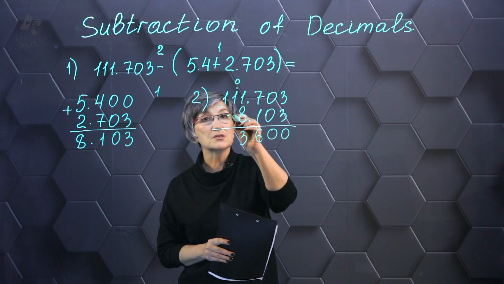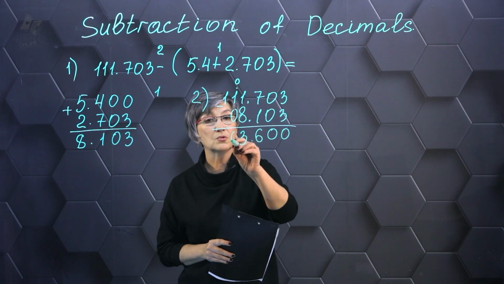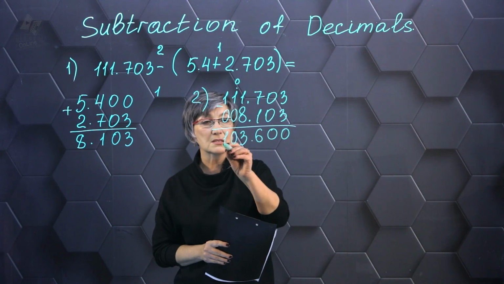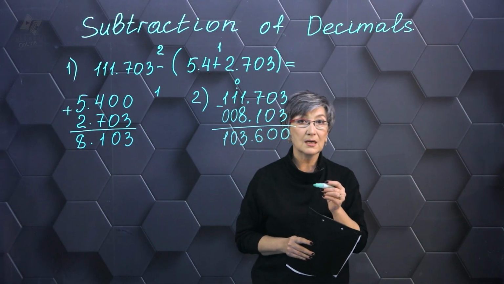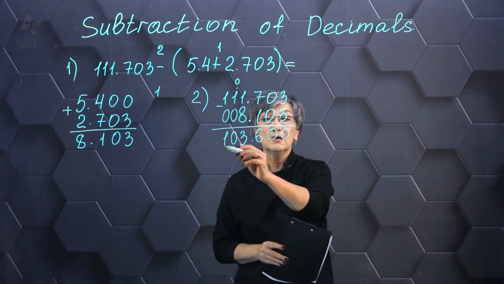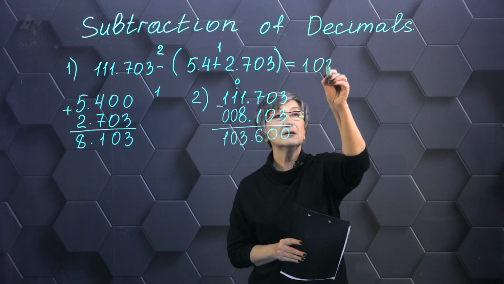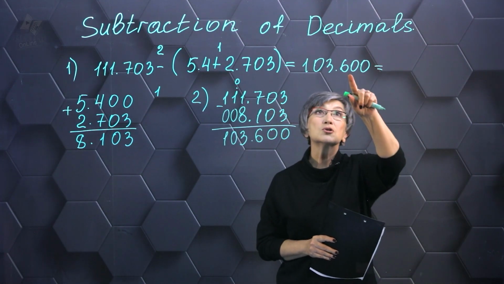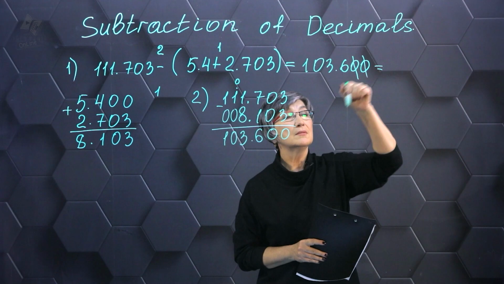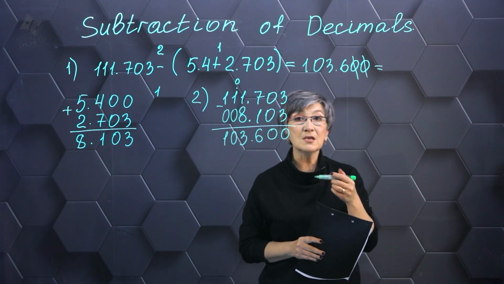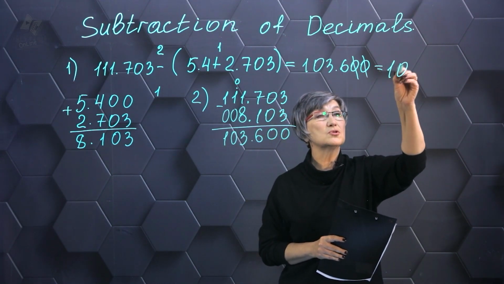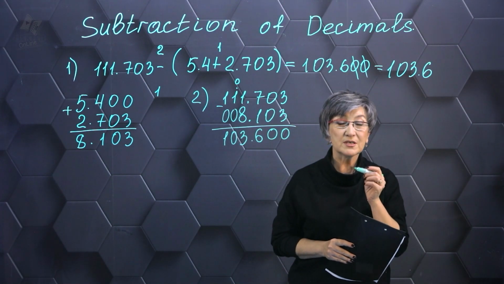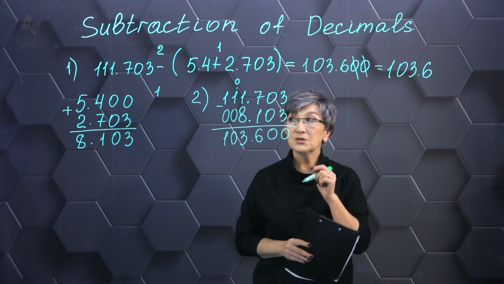From 0, subtract the empty space, that's 0. And from 1, subtract 0 again, that's 1. Follow the steps to the end in order to get the right answer. So the result is 103 whole 600 thousandths. But you and I both know that the last 0s can be eliminated. That is, do not write them down. So the answer is 103.6 tenths.